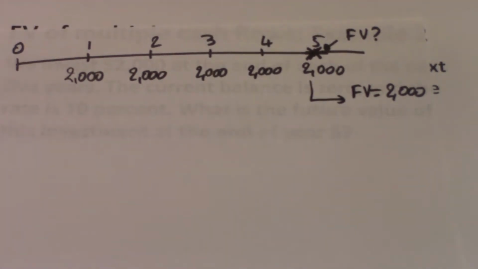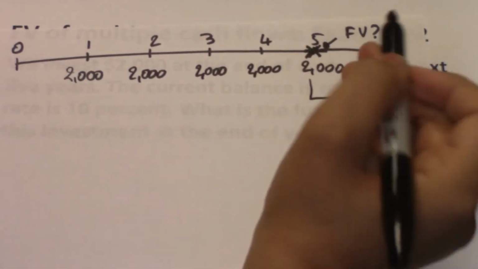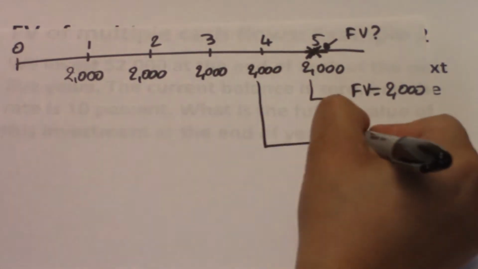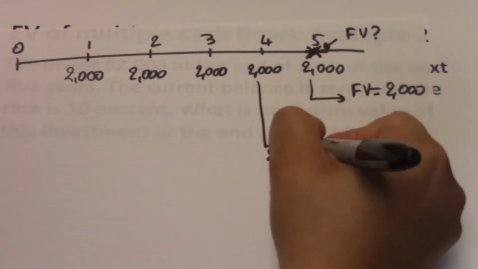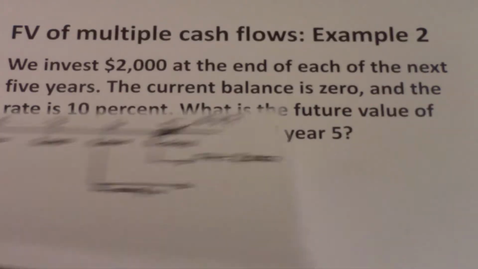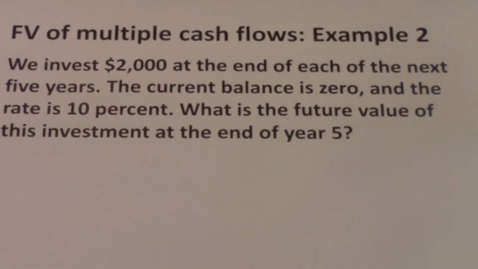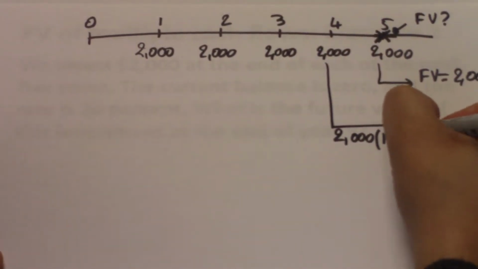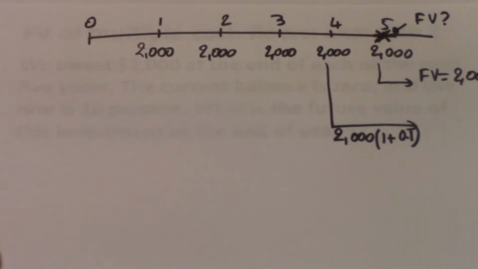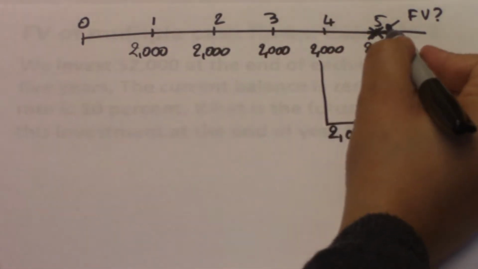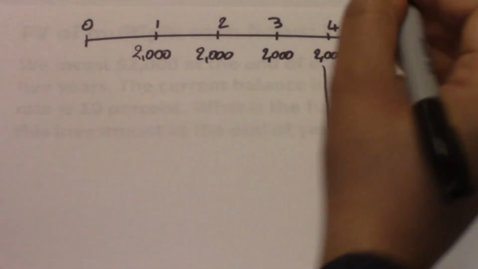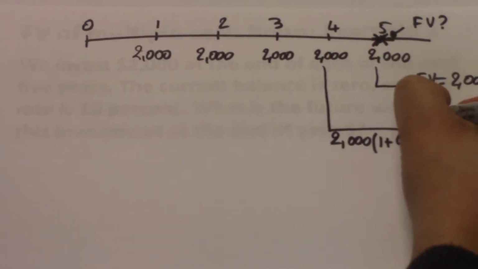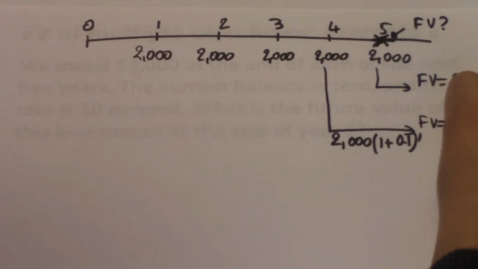Then we go to the $2,000 deposited at the end of year 4. That $2,000 has 1 year to grow. So we calculate the future value as 2,000 times 1 plus r, which is the interest rate. The interest rate in this case is 10%, and we input it as 0.1. So 1 plus 0.1 to the power of 1, because this $2,000 has only 1 year to grow. This gives us a future value of 2,200.